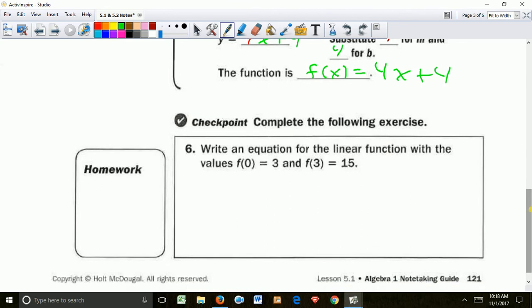Moving on to the checkpoint, you have to write an equation for the linear function with the values f of 0 is equal to 3 and f of 3 is equal to 15. Again, these are just ordered pairs, so you have the ordered pair (0, 3), and then the ordered pair (3, 15).